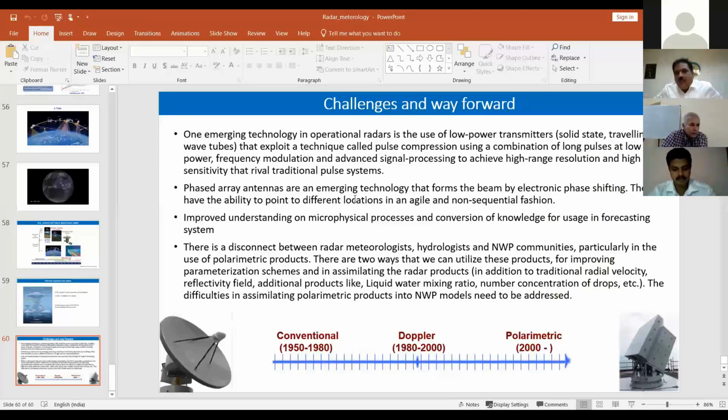Thank you, sir, for the informative talk on radar fundamentals, like the different types of Doppler weather radars, their basic components, applications, limitations, and also how we can overcome the limitations using polarimetric radars, and also sir talked about the future radar plans also. Thank you, sir.